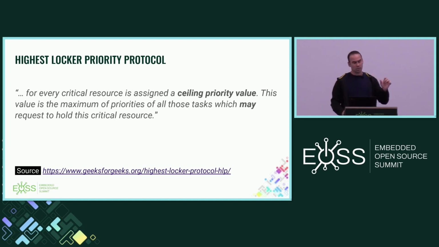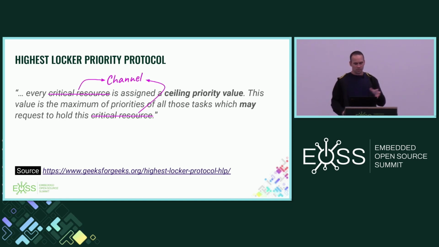We have a critical resource, and for that critical resource, we have a ceiling priority value. It's not a priority ceiling, right? It's slightly different, because the value is defined by all those tasks that may request it, not the one that is requesting at that moment, right? So if we change critical resource to channel and task to observers, we can see that the channel would have a ceiling priority equal to the highest observer priority. So you could avoid a lot of those problems I talked about.